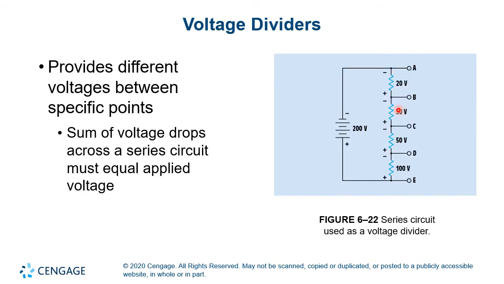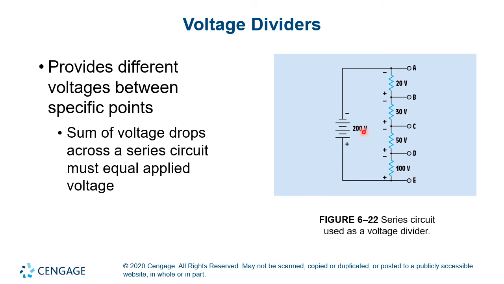Now, oftentimes series circuits are used as voltage dividers. So you're given a total voltage, but you may want different voltages for different parts of the circuit. So by putting in different resistances, we can get different voltage drops.